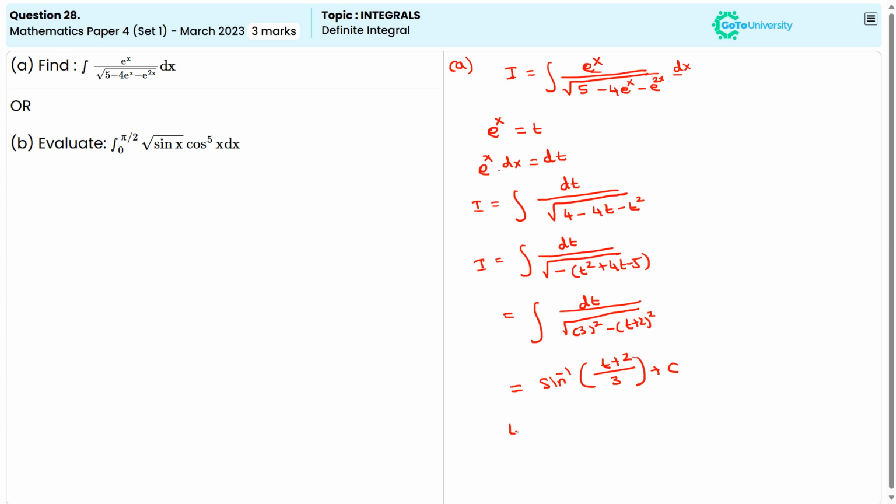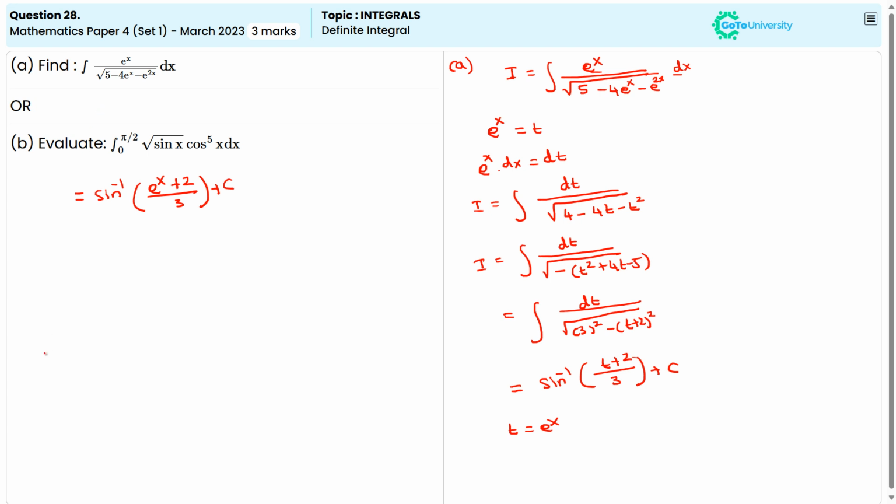So substitute the value of t, which is equal to e^x, in this. We get sine inverse of (e^x plus 2) divided by 3, plus c. Now this is the answer for the given question.